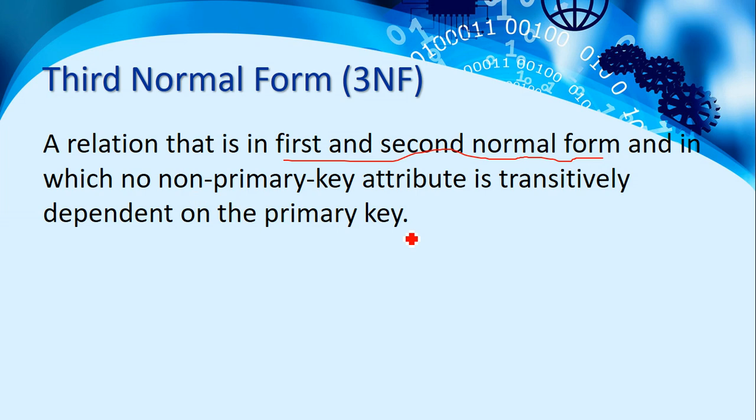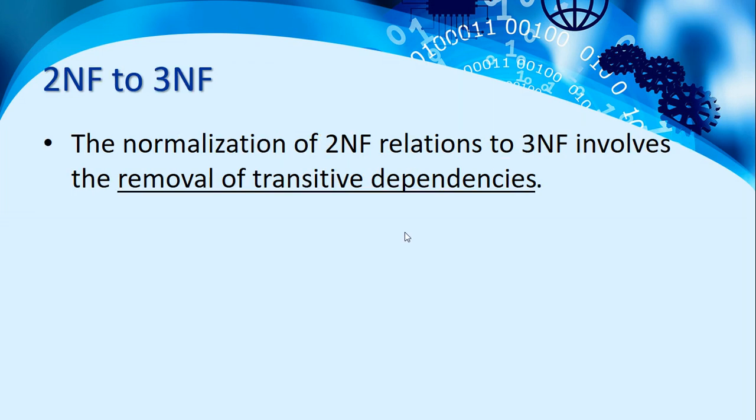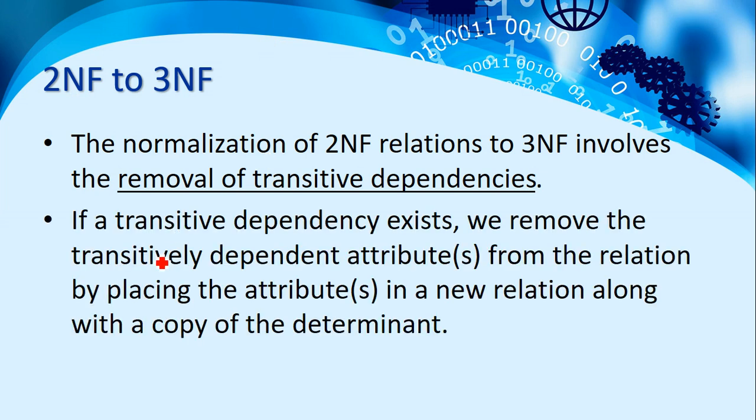Anyway, just to para magets nyo, same pa rin sa kanina. This time yung i-remove natin is yung transitive dependency. Okay, unlike sa 2NF, partial dependency yung i-remove dito. So if a transitive dependency exists, remove the transitive dependent attribute.